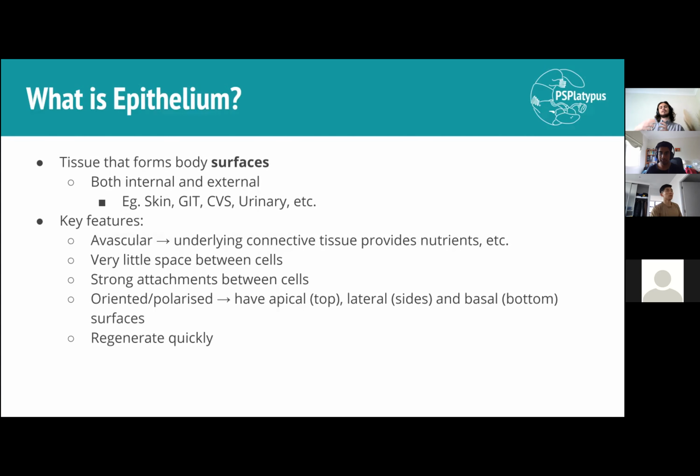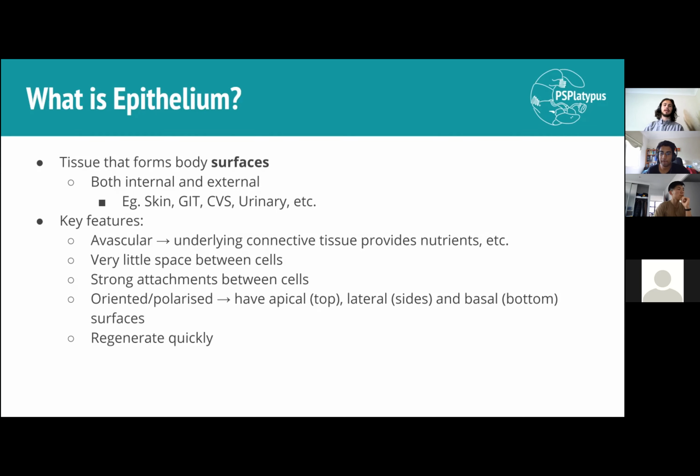And that's because the underlying connective tissue underneath the epithelium is what supplies and deals with waste transport and things like that. There is very little space between the cells. They're strongly attached. They're bound together very strongly. They are oriented, so they have direction to them. And that's because they are related to covering a surface, right? So they need a top that is facing the surface that they're covering, and a bottom that is lining the more interior, internal aspects of the tissue.